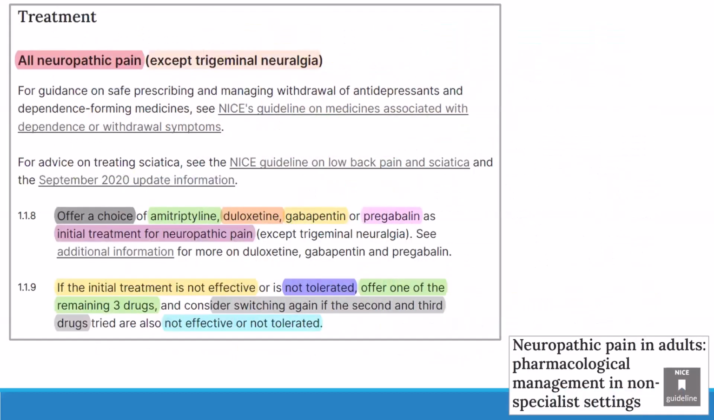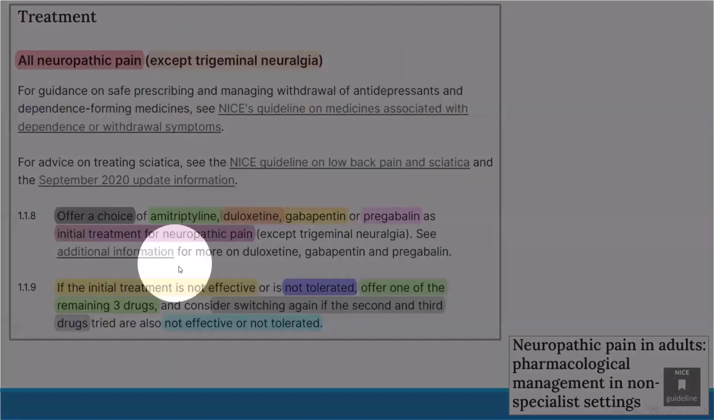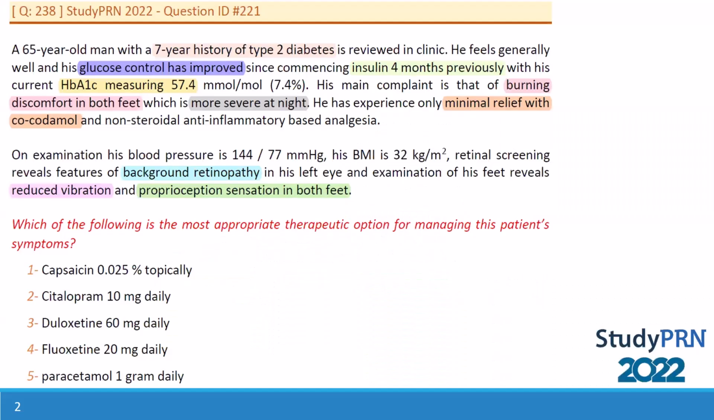So in NICE recommend, we have 4 options as the first-line therapy in the management of painful diabetic neuropathy: amitriptyline, duloxetine, gabapentin, pregabalin. If the initial treatment is not effective or is not tolerated, offer one of the remaining 3 drugs and consider switching again if the second and third drug tried are also not effective or not tolerated, and then combination therapy.